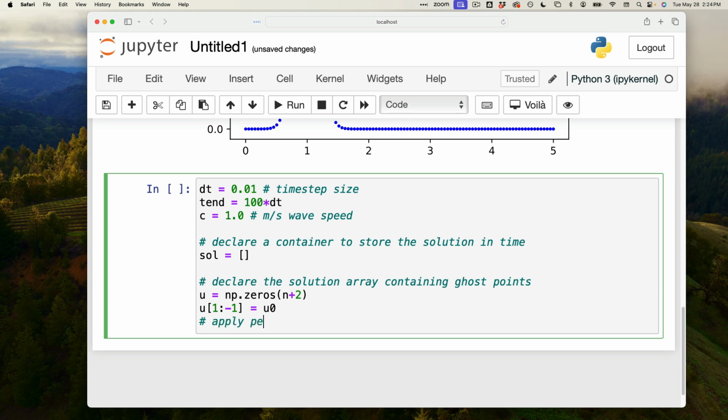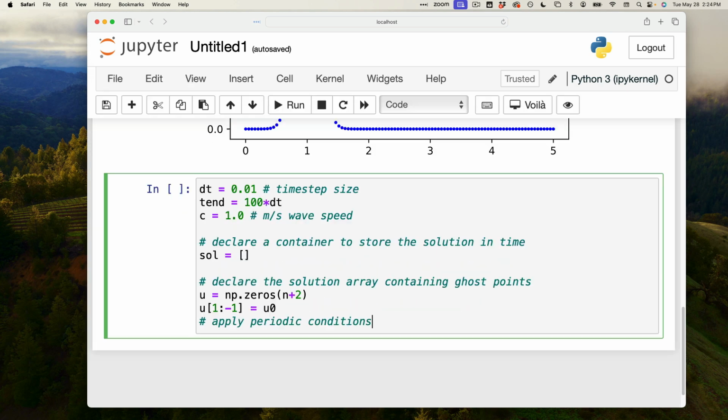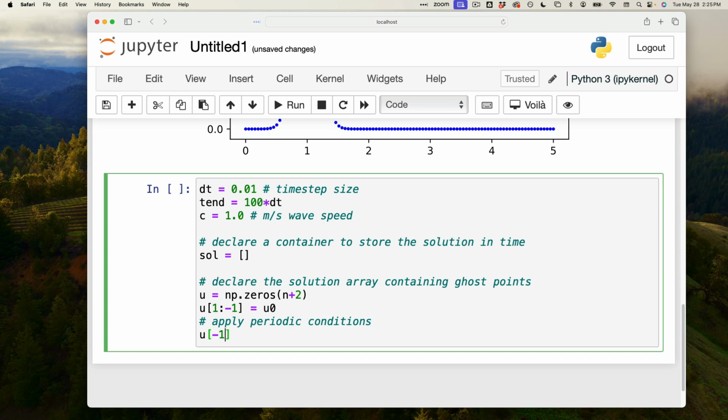Now apply periodic conditions. Now I promised you that these ghost points are going to contain relevant information for the solution, so I can apply my time advance on every point, even the boundary points. If I put the correct values in the ghost points, then I can apply my formulas on the boundary points and be just fine. Okay, so that I don't have to reason much about the boundary points. Okay, apply periodic conditions, like we said in that slide.